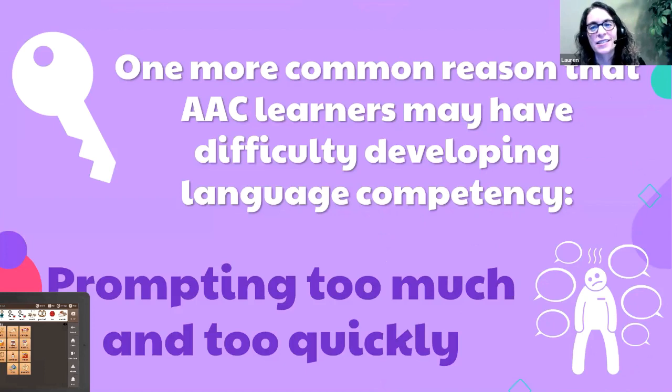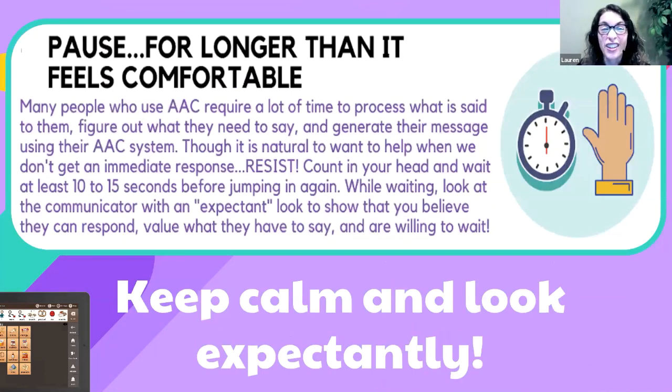Another common reason AAC learners may have difficulty developing language competency is that we're prompting way too much and too quickly. We need to pause for longer than it feels comfortable. So I have to count in my head. My human nature tells me to jump in. I count for 10 to 15 seconds. If I say, oh, I wonder how you're feeling today, I then start in my head, 1,000, 2, 1,000. My gut has me jump in at 1 second. I know better. I will count to often up to 10, maybe even longer. Some kids need longer because of their processing times. So keep calm and look expectantly at them while waiting for their response.